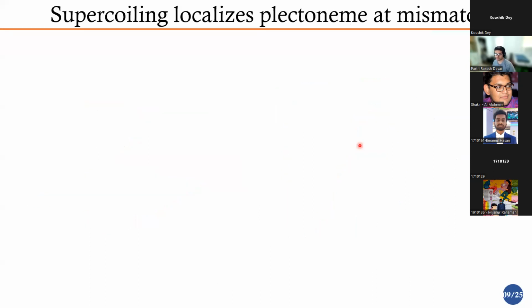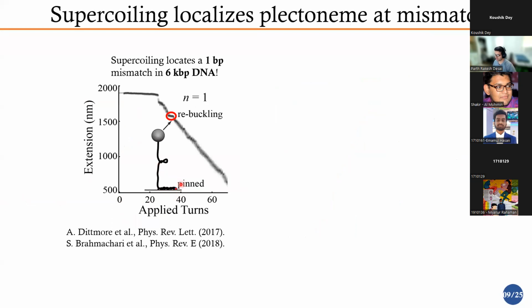So one of my colleagues, Dr. Dittmore, he was a postdoc in Dr. Newman's lab. He wanted an experimental way to try to understand, does DNA buckle at the mismatch? So he did this magnetic tweezer assay, but instead of having the mismatch in the center of the DNA, he had the mismatch very close to the surface, right?